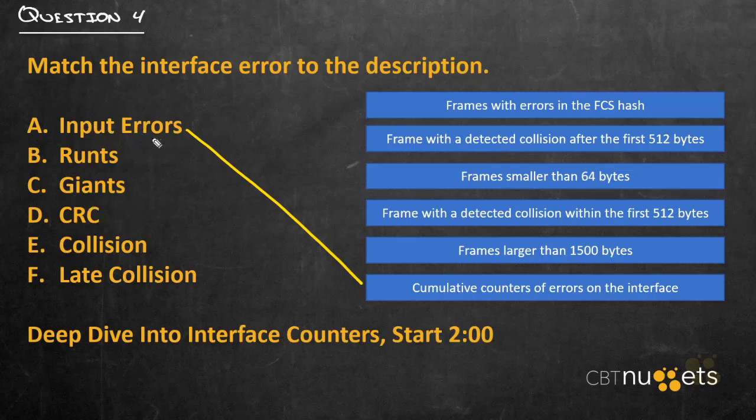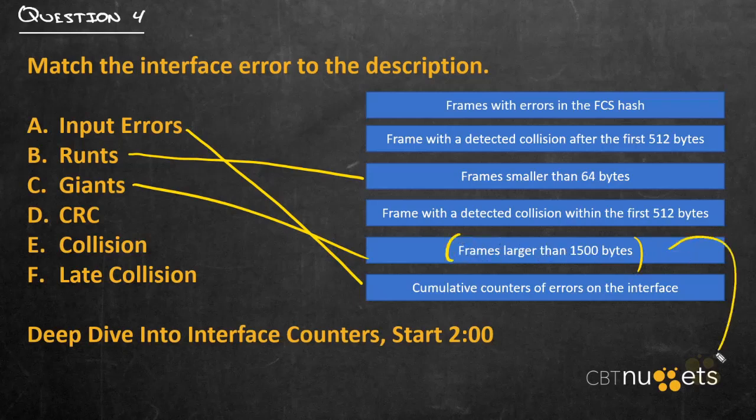Runts are going to be frames smaller than 64 bytes. That's below the smallest Ethernet specification you can go. A giant, on the flip side, is frames larger than 1500 bytes. And you have to remember, in today's world, we can configure that, and then they would be known as jumbo frames. But our servers and devices connected to the network and our switches have to be configured to support that. Otherwise, it sees all those as giants.